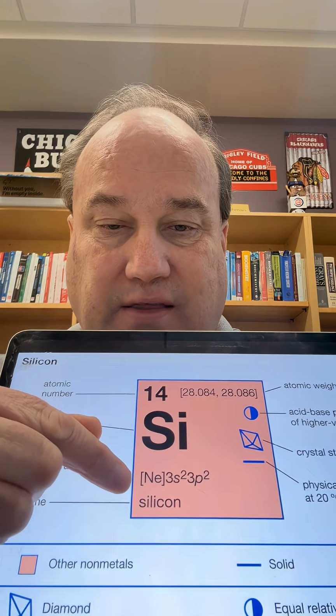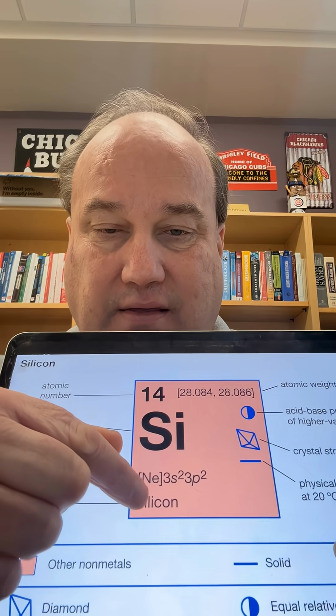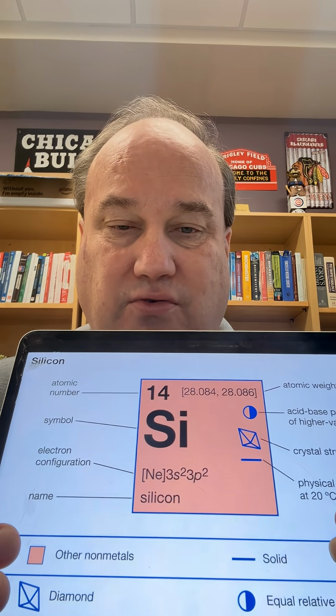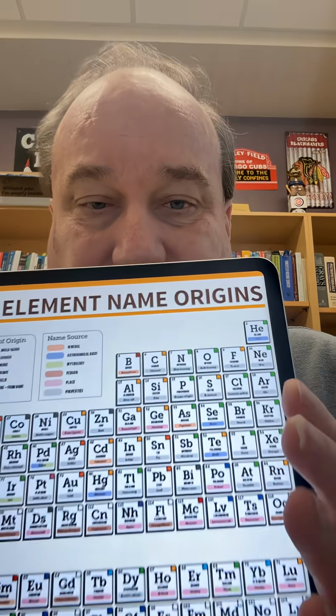Silicon is atomic number 14, and its atomic mass is 28.084. There are multiple isotopes, so 28.086 as well. And it's in the third period, so it's got the electron configuration of neon plus the 3s2, 3p2 orbitals as well.